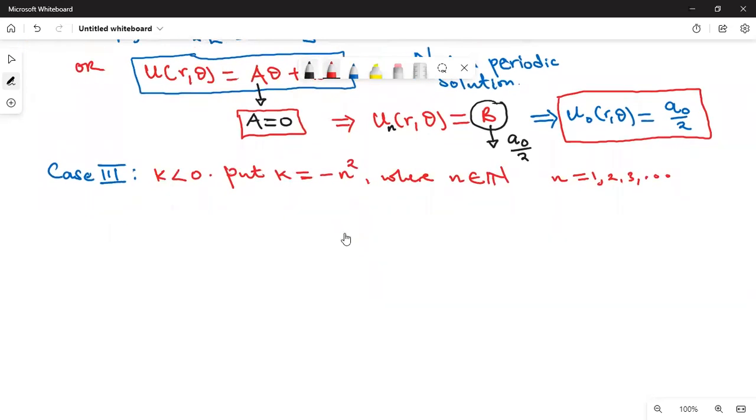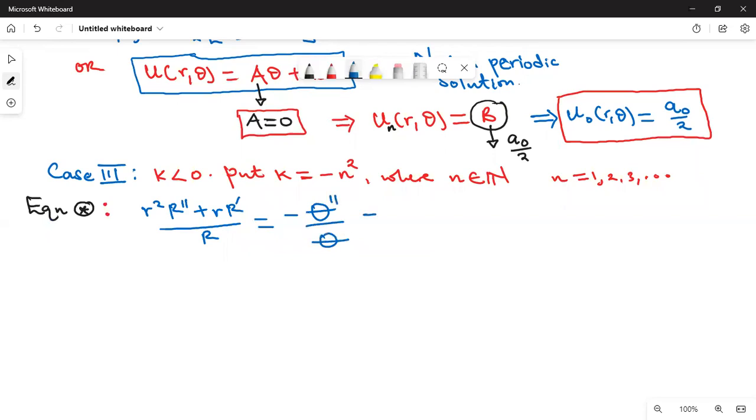So what happens to our equation star? Our equation star can now be written as r squared times r double prime plus r times r prime, everything over r, equals negative theta double prime over theta, which equals our k, which is negative n squared.